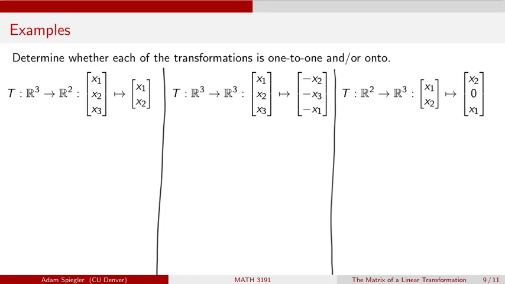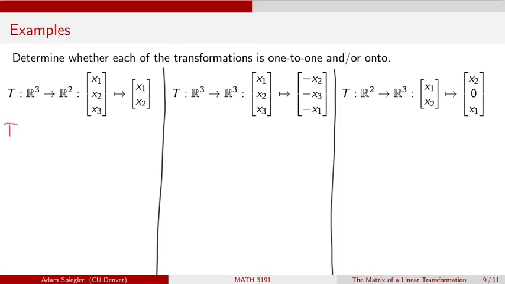Okay, so in the previous video, we defined what it means for a transformation to be one-to-one and onto. So let's take a look at some examples of linear transformations and see how we can identify whether the transformation satisfies one or both of these properties. And let's use our matrix approach to help us with this.